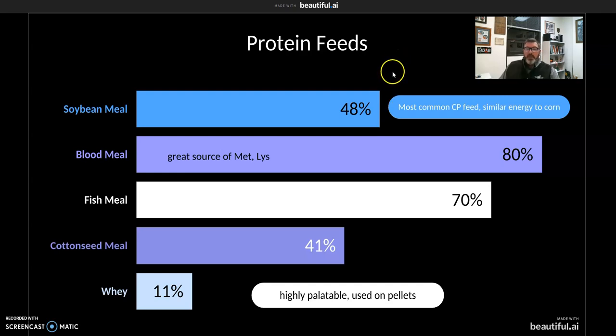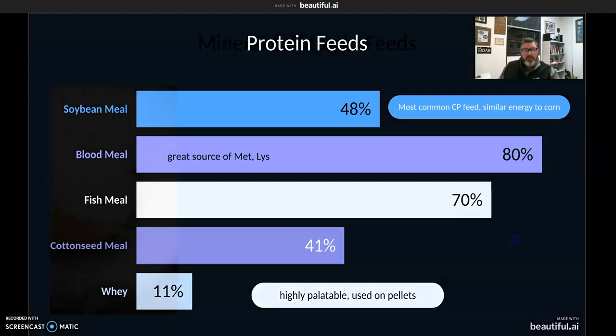Included here would be blood meal, about 80% crude protein, fish meal in that 70% range, cottonseed meal about 41%, whey protein down here at 11%, which is really, really highly palatable. We'll spray whey protein on pellets at times, especially for young baby pigs, in order to get them to eat it. So it's not extremely high in protein, but very, very effective feed.